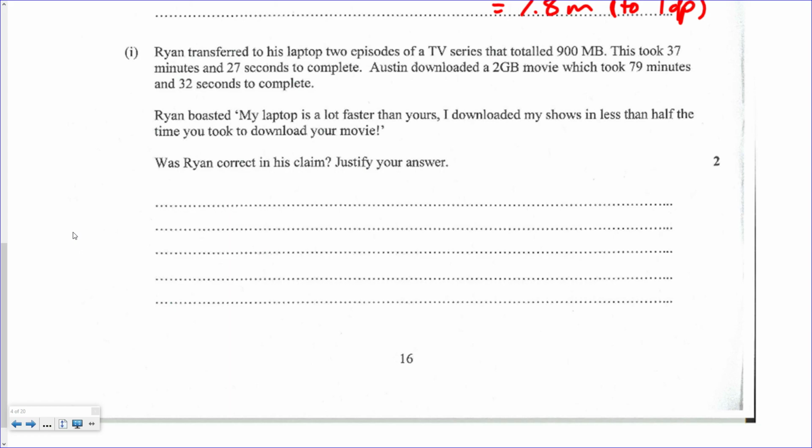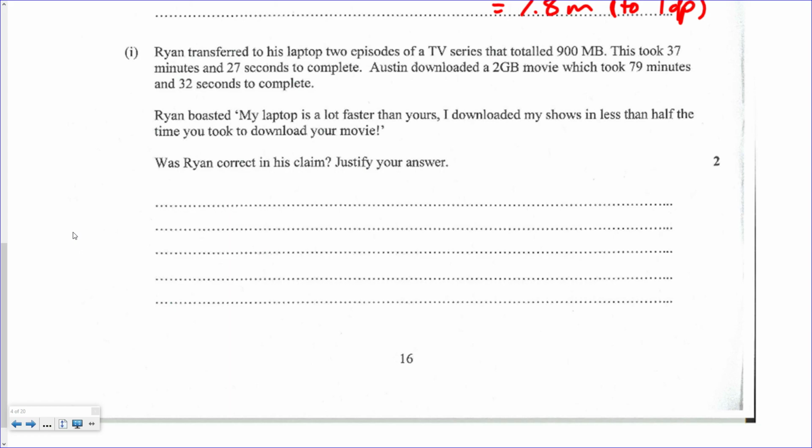And then lastly, we have this person Ryan who transferred to his laptop 2 episodes that totaled 900 megabytes, which took that amount of time. And then Austin downloaded a 2 gigabyte movie, which took 79 minutes and 32 seconds. What Ryan's saying is that his laptop is faster. So what we want to do is put that claim to the test.